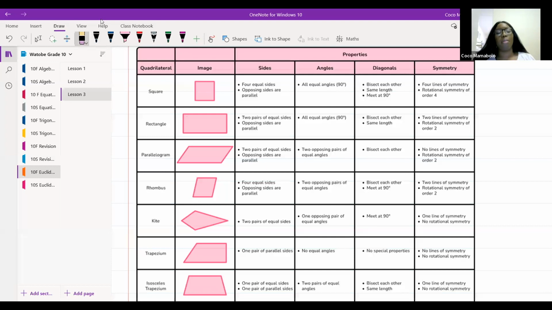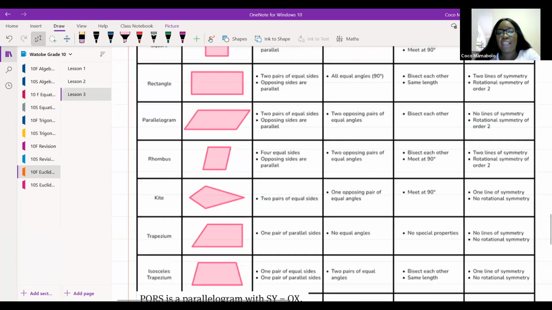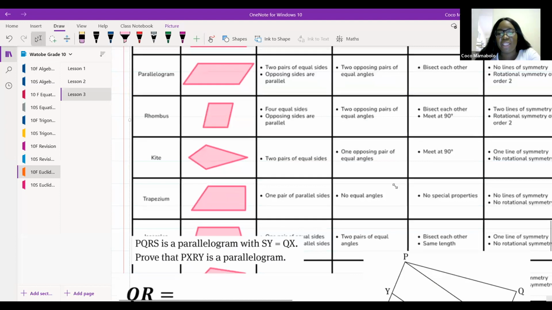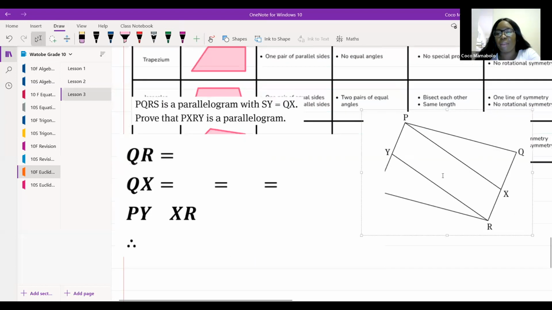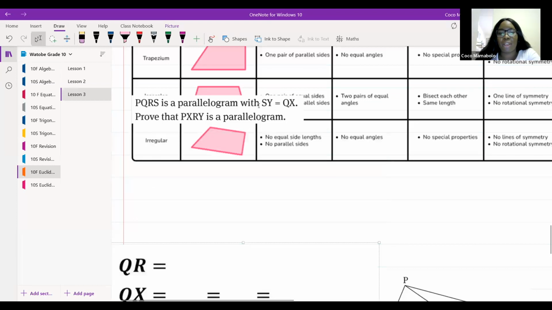So those are the types of rules that we need to know about our quadrilaterals in order to answer questions. We're quickly going to go through the rules of quadrilaterals. That's all we're going to do today, and that's the end of the lesson for today. I know it's been a lot, but we're quickly going to have a look at it.